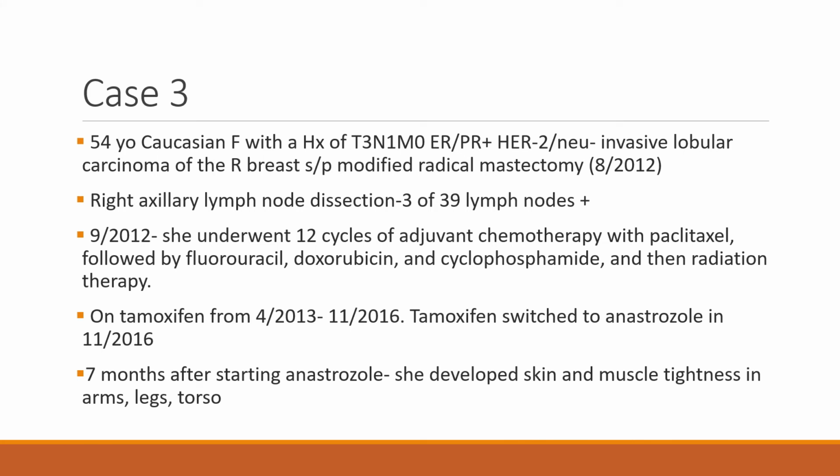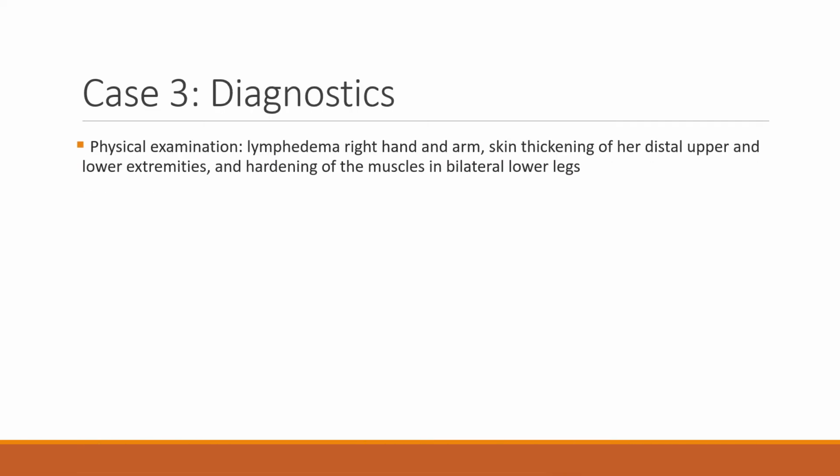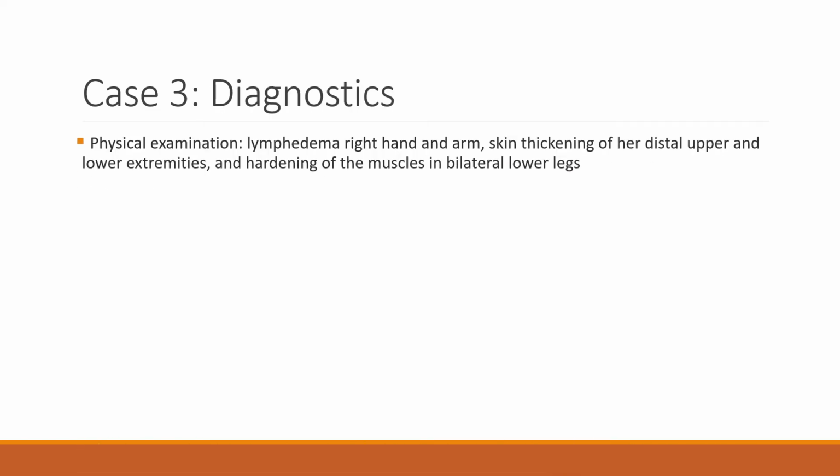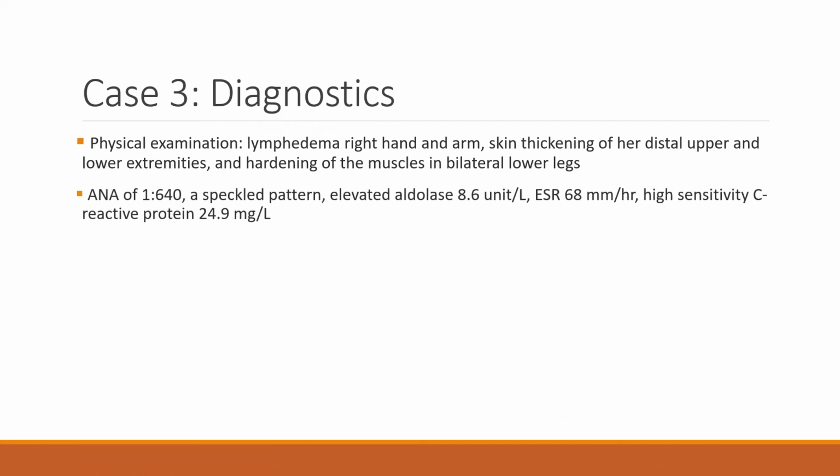7 months after she was started on anastrozole, she developed skin and muscle tightness in her arms, legs, and torso. Her physical exam was notable for lymphedema of her right hand and arm, skin thickening of her distal upper and lower extremities, and hardening of the muscles in bilateral lower legs.